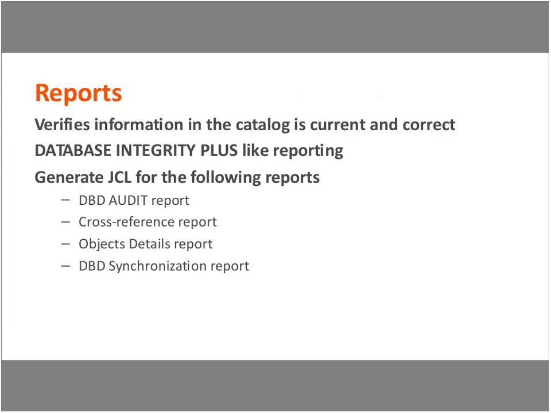Reporting is another option off the icon for the catalog manager, and it allows you to verify information in the catalog as to whether it's current and correct. It is our Database Integrity Plus reporting that's been modified to take advantage of reporting against the directory or the directory staging libraries and the catalog, and it provides you the capability to do reporting for database auditing, cross-referencing, object detail reporting, and database synchronization reporting.